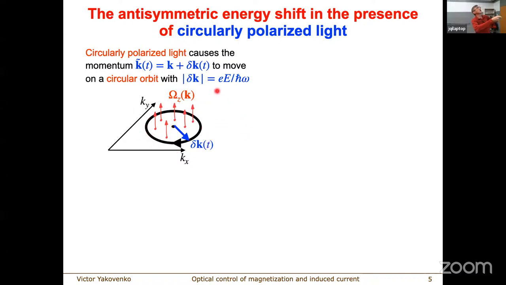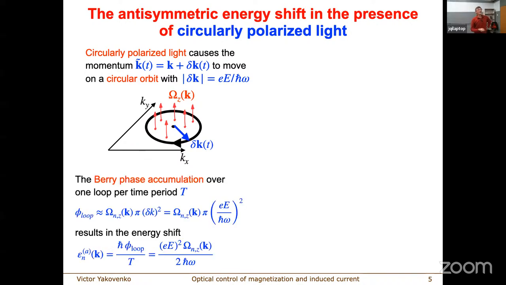So the electric field is rotating, right? Now we solve Newton's equation of motion, the electron's equation of motion, subject to a rotating force. The solution is an orbit of the electron in momentum space. The electron will be moving on a circle in momentum space, a little bit like cyclotron motion. The radius of this orbit will be, of course, the electric field divided by h omega. So it'll be going over and over like this in momentum space, right?